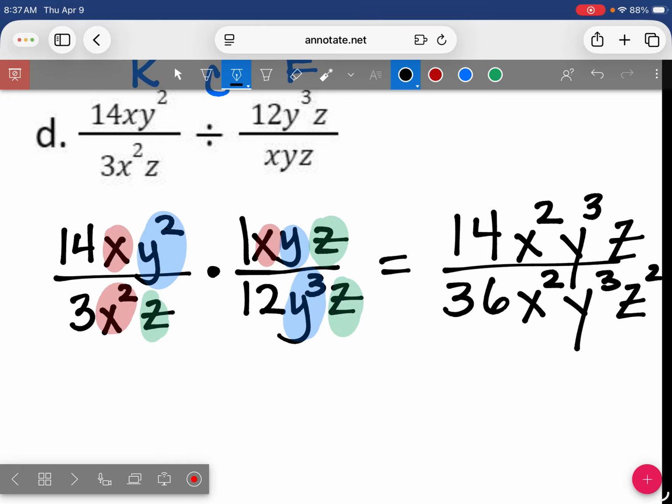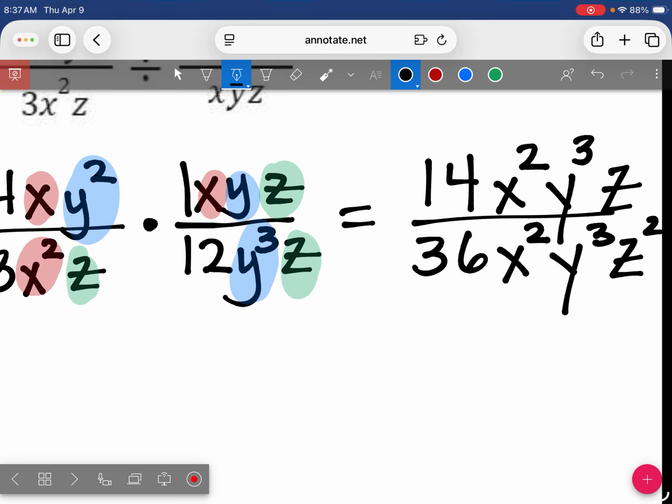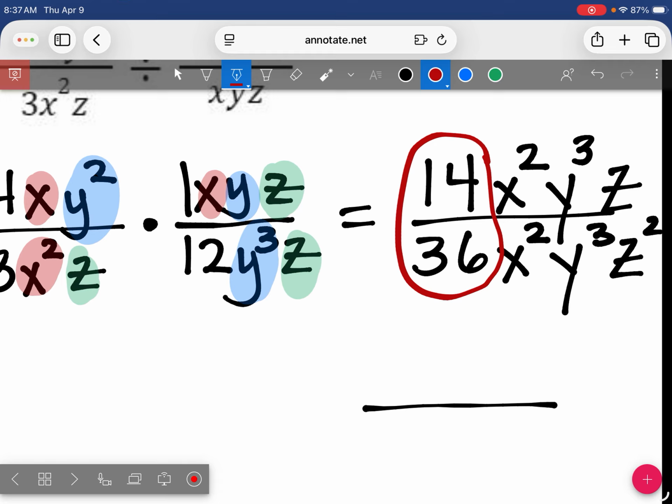All right, so now we're going to finish it out. 14 and 36. These are both even numbers. If you look at your multiplication chart, they're both in the 2s. So we can divide them both by 2. So that leaves me with 7 over 18.